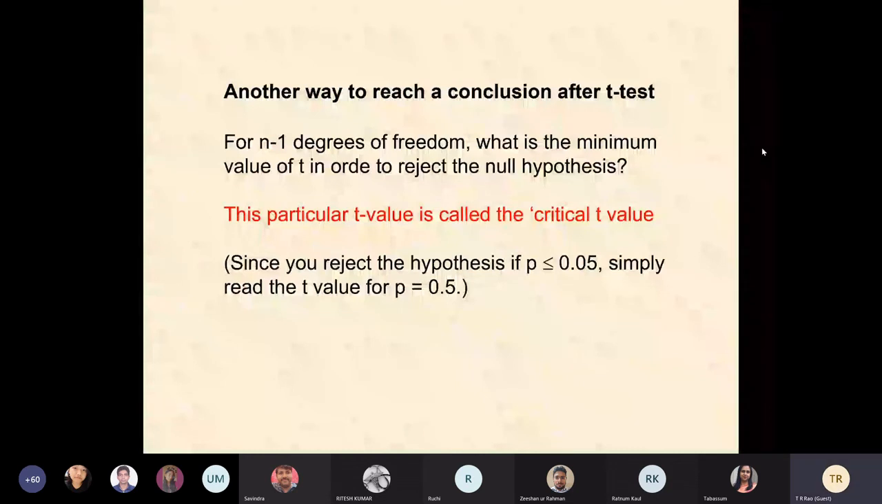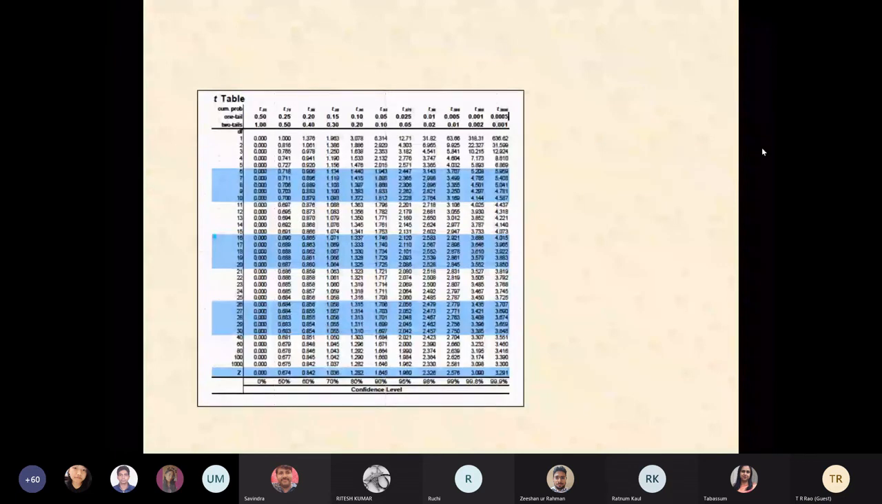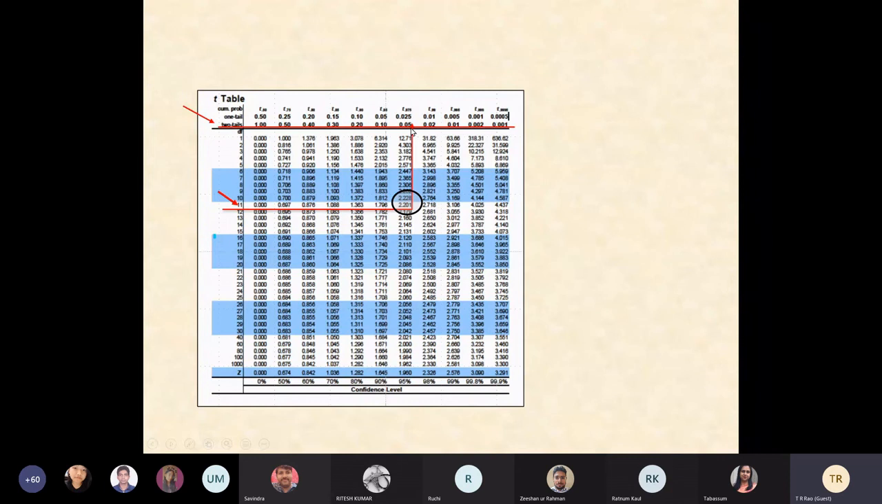Another way of looking at it is to look at the critical value. In order for this to be significant at the sample size given, 12 degrees of freedom, you need to get at least 0.5, or less. So the t value has to be at least 2.201 or more in order for you to reject the hypothesis. So this is the rule of thumb.